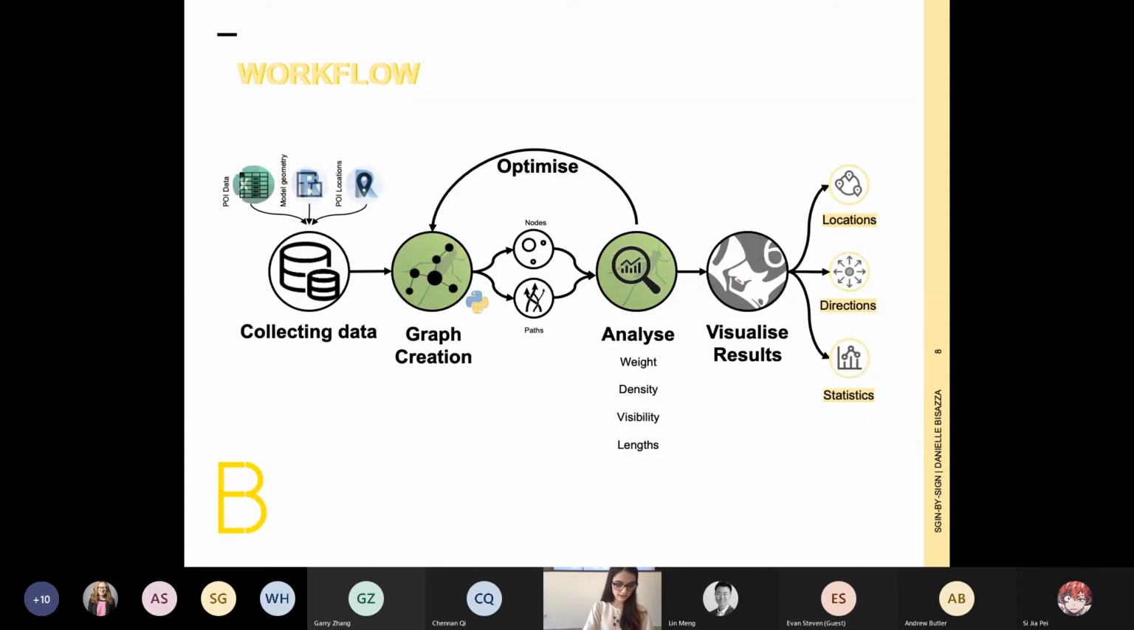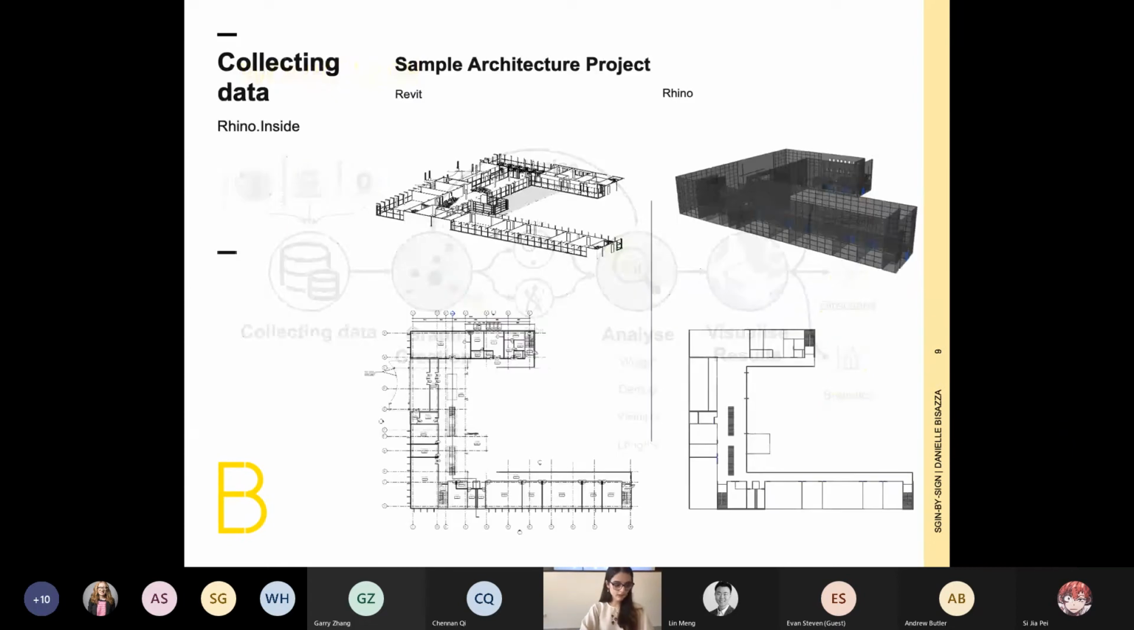In order to achieve these objectives, a workflow of the process was developed, which outlines the steps that were undertaken to complete the project. This involves 5 main components of collecting the data, creating the graph, analyzing those results, and then visualizing them. So the first step was the collecting of data, which involves 2 main sources, Revit and Excel.